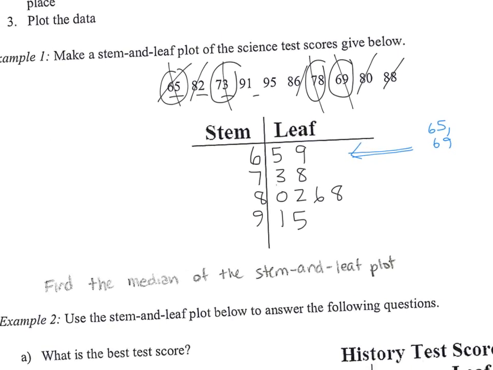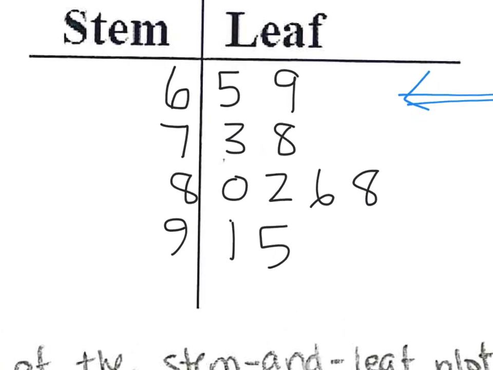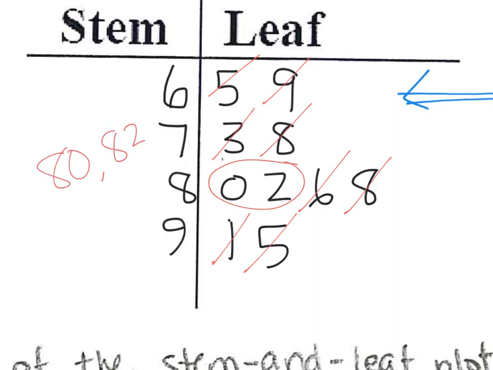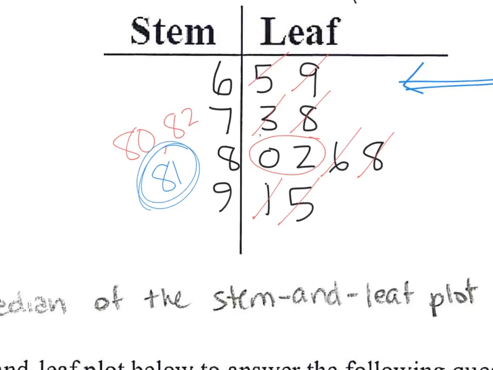So to find the median of the stem and leaf plot, what you do is pretend that they're written out from least to greatest. So you cross off the least number, 65, 95, 69, 91. Now the next number is going to be 73, not 78. And the next highest number is going to be 88, then 78, then 86. Now we're left with 80 and 82, so 81 is going to be the median.